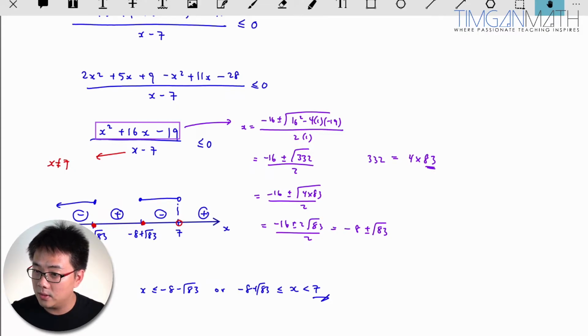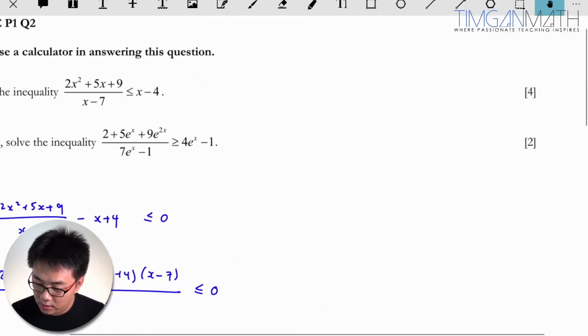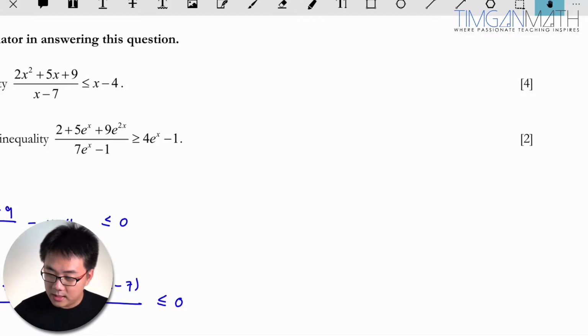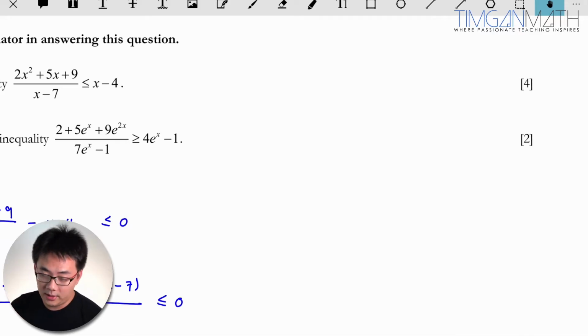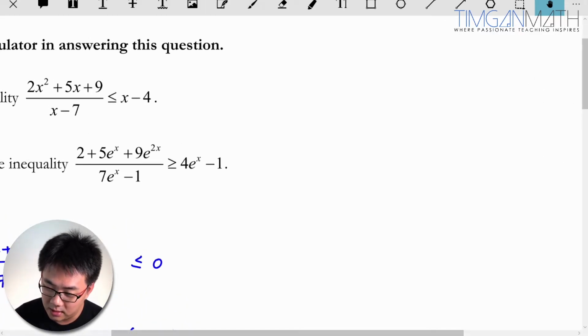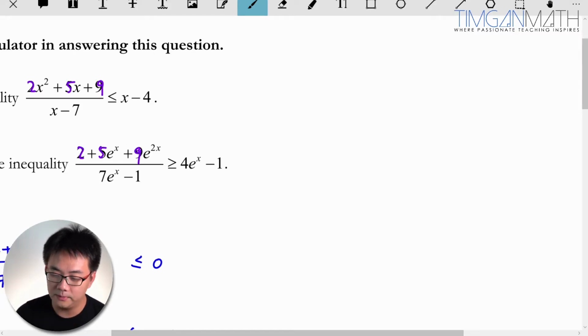Okay, the second part would be just by substitution. I think a lot of you did not get this. Okay, one way to see this substitution is a bit tricky, but one of the ways is to look at the coefficients, the numbers, alright? The similarities and the differences. So what I'll ask you to do is just eyeball this. So this is like 2, 5, 9. This is 2, 5, 9. Right?